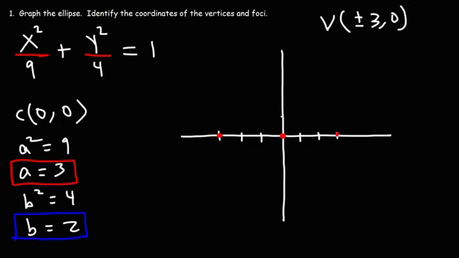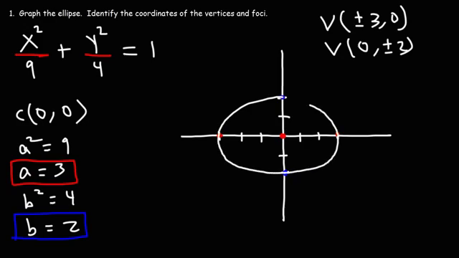Now b is 2, and b squared is under y squared. So we're going to go up 2 units from the center along the y-axis and down 2 units. So this gives us the coordinates of the minor vertices, which is (0, plus or minus b), or (0, plus or minus 2). So those are the coordinates of the vertices of the ellipse. Now we can go ahead and graph the ellipse by connecting these 4 vertices together. So that's how you can graph an ellipse.